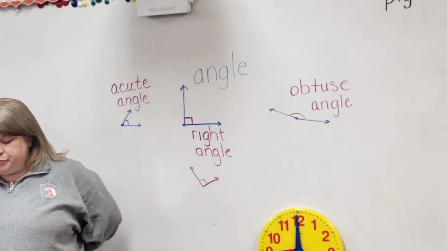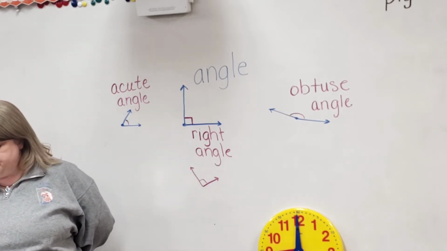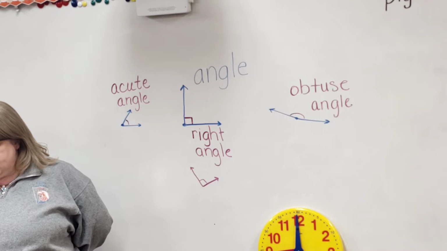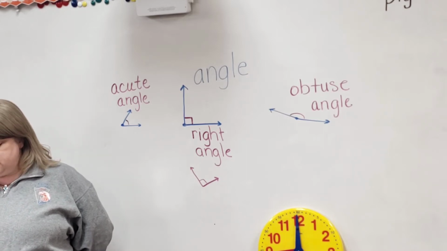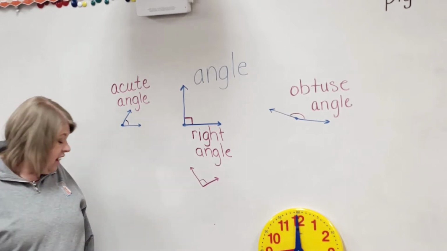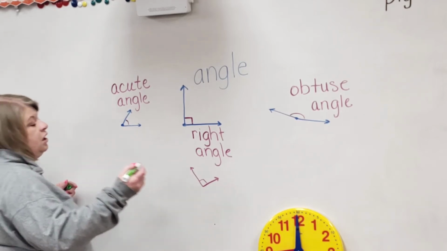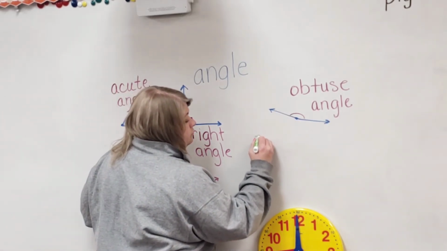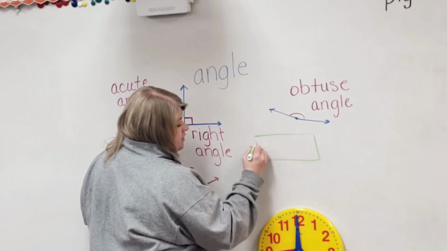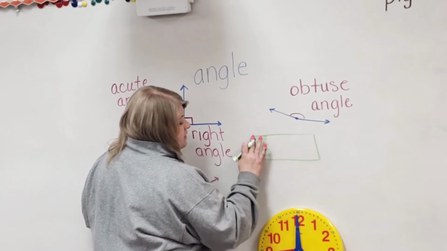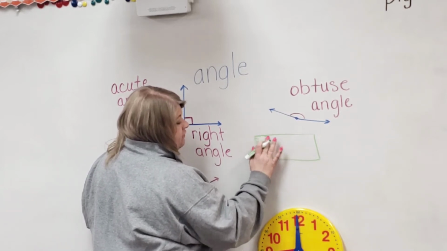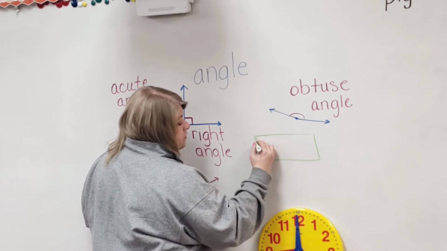Let's look down at the practice at the bottom of the page. The directions say how many angles does each figure have. I see a green shape that looks kind of like this, right? I'm not going to take the time to fill it all in because that would take forever. So it looks like this.